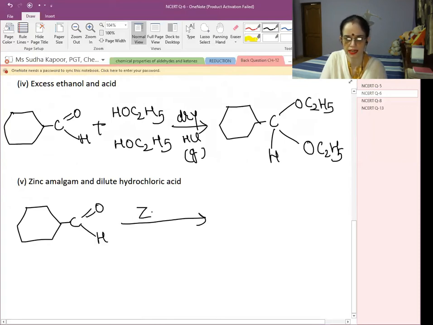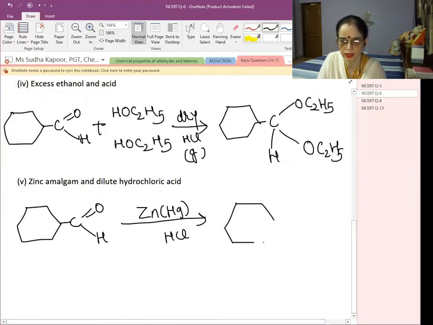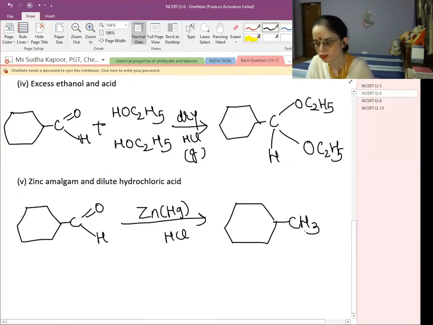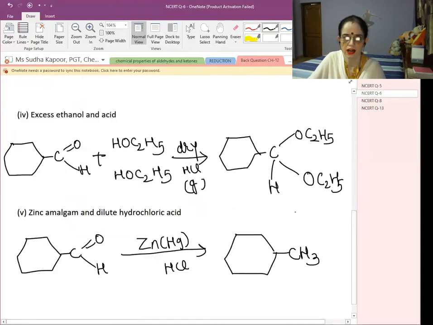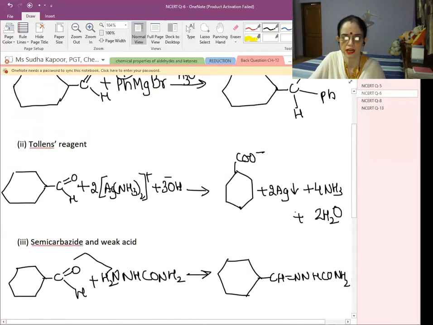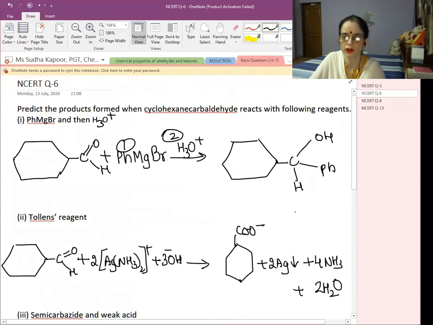Taking off Zn, Hg, followed with HCl. This is a name reaction, and we will be getting CH3 in place of CHO. So we will be getting the methyl cyclohexane here. All these are very important name reactions and a very common question in our exams. Don't forget to make the reaction and write the products also.